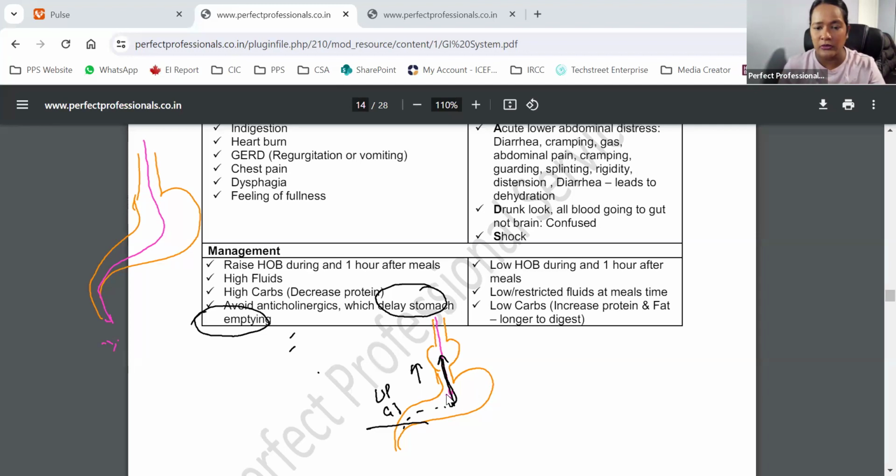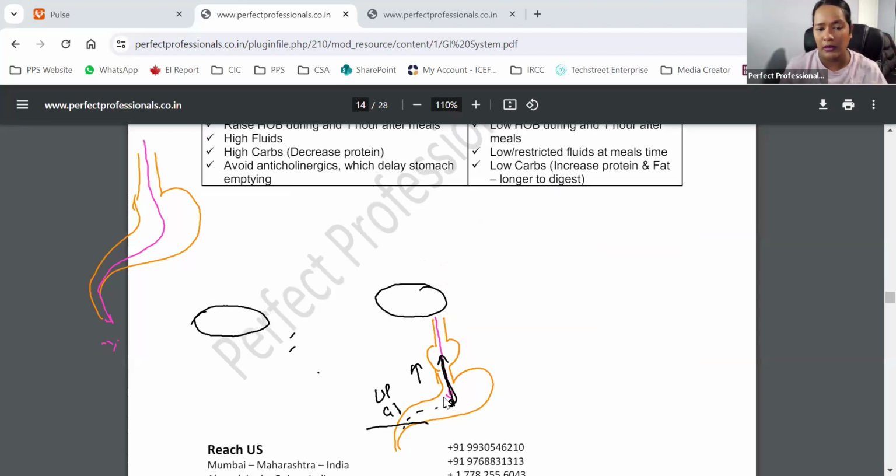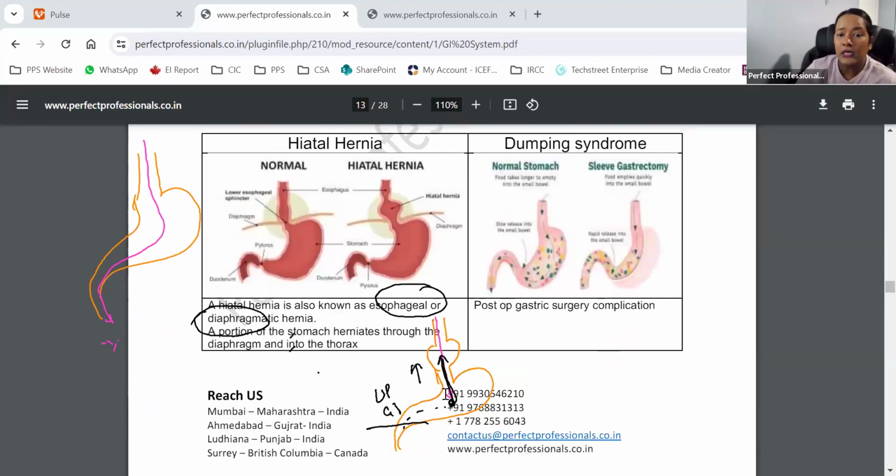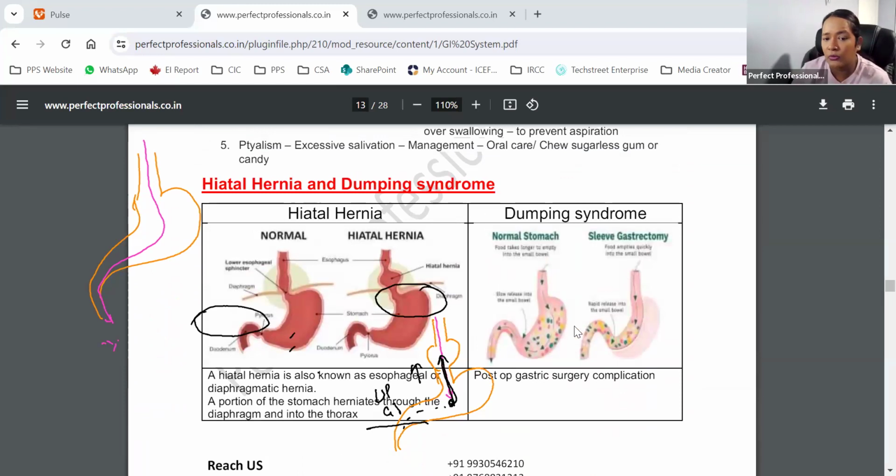Okay, that we require. So we are not giving anything which delays stomach emptying. Okay, that will be there. Now, in dumping syndrome, what is happening? Dumping syndrome is a complication of gastric surgery.